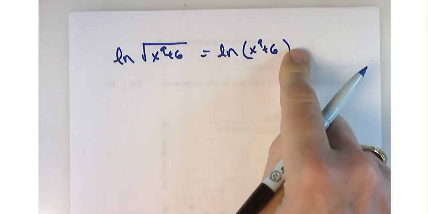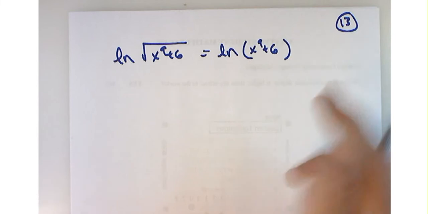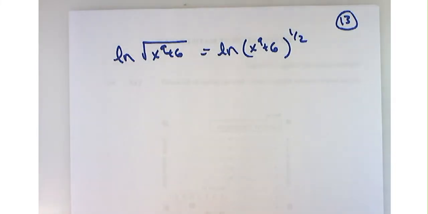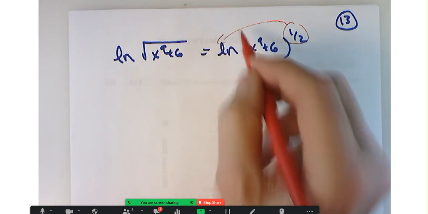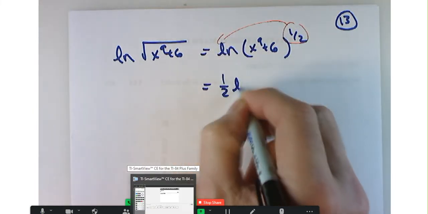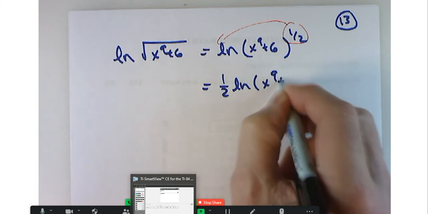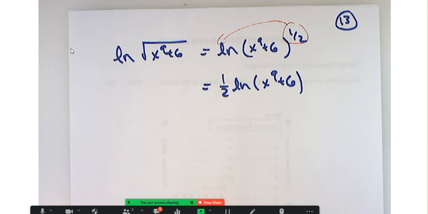Well, what power should I put here? 1/2. To the 1/2. And then that 1/2 can come out in front. And I'll end up with 1/2 the ln of x to the 9th plus 6. What can I do from here? Ooh, well done. Yeah, I think that is the right answer.